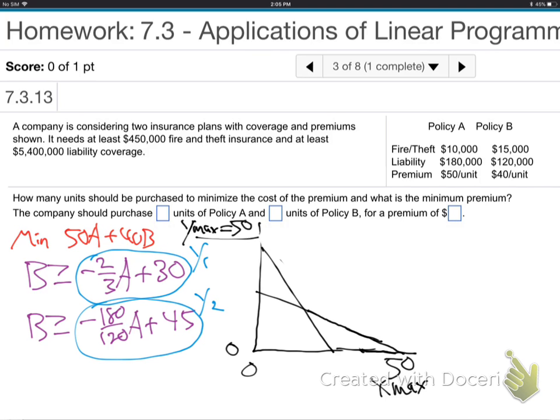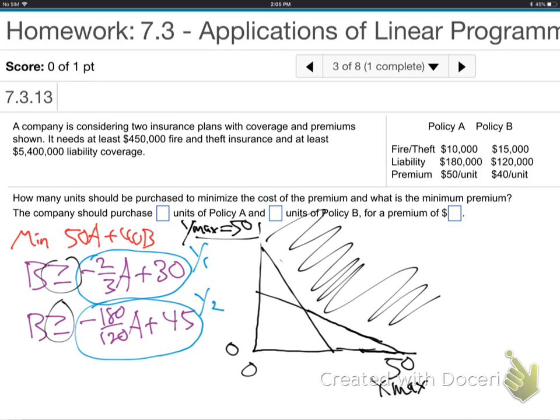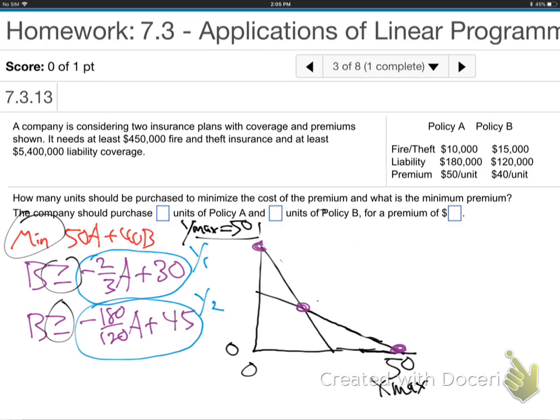Now, where's the shading? I don't even need to look at it. Well, they both say greater, so the shading's out here, huh? And plus, minimum always means opposite. Shading's out. So where are my corners? Here, here, and here. Everybody see how I'm finding the corners of the shaded region? Everybody see how I could do my shading a little nicer to see?